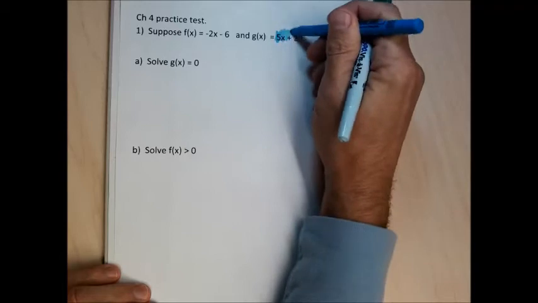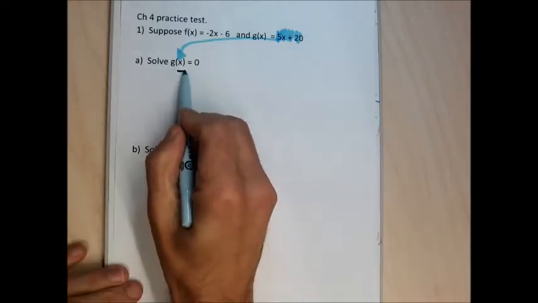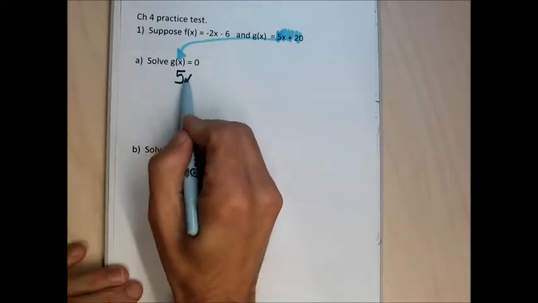The first problem has 4 parts, and it just really wants me to get used to dealing with function notation. For part A, I'm just going to take the symbol g of x and replace it with what it's equal to and solve for x. And that's just like a beginning algebra problem.